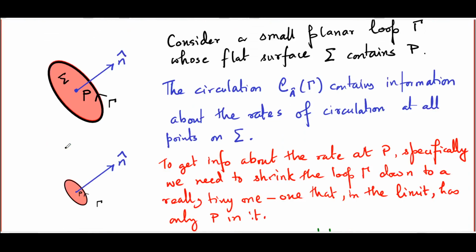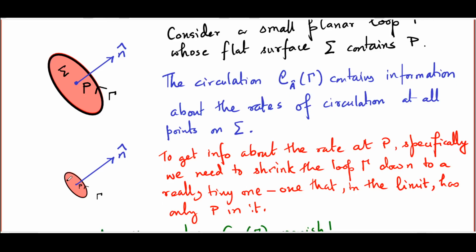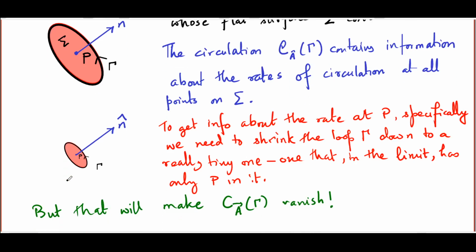Now, if we want to know specifically what is happening at the point P, what we have to do is of course shrink the loop gamma down to a really, really tiny one. One that in the limit has only the point P in it, as I've tried to show in this picture. Of course, this is just one stage of this shrinking. This still has many more points besides P in it, but as I keep on making this loop smaller and smaller, I will ultimately hit a situation where only point P is there. But at that particular limit, the circulation CA gamma will also vanish because the loop has become infinitesimally small. So the value of the circulation of A around a very, very tiny loop which contains just P and nothing else will really not be that useful for us.